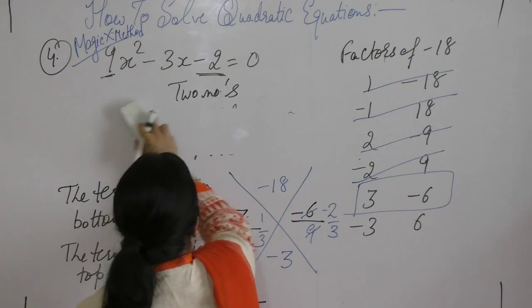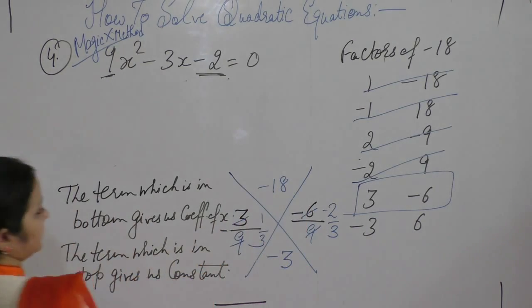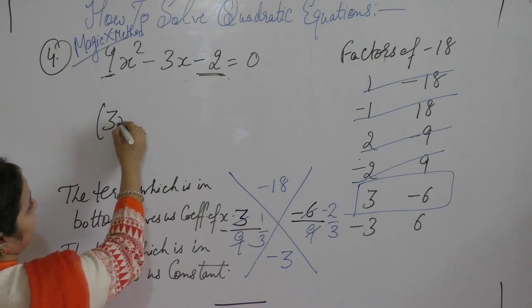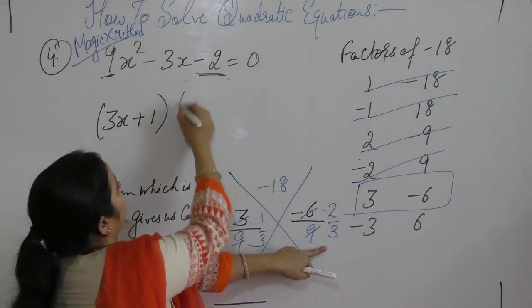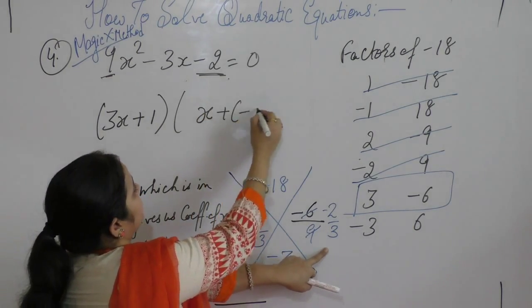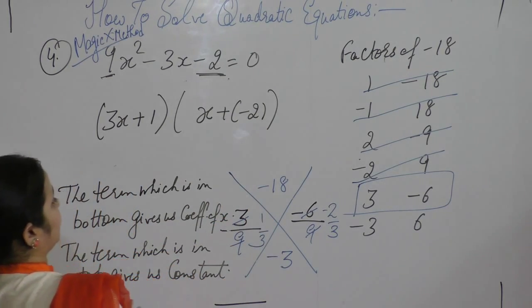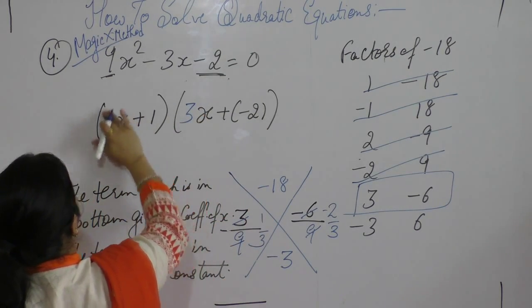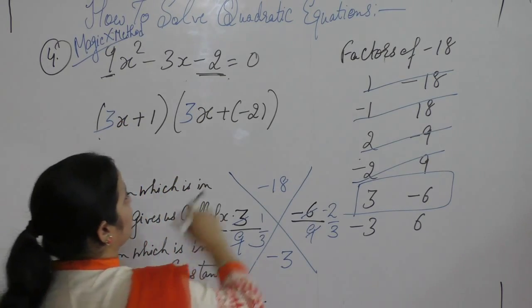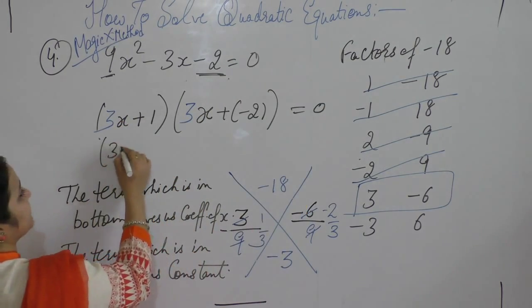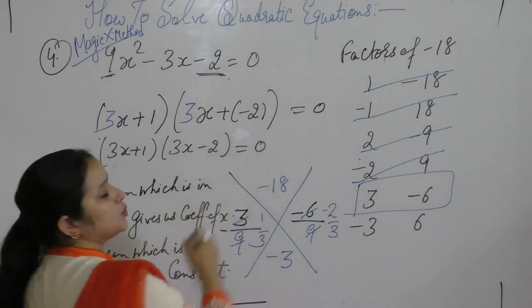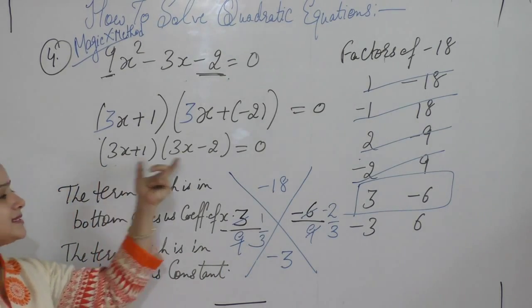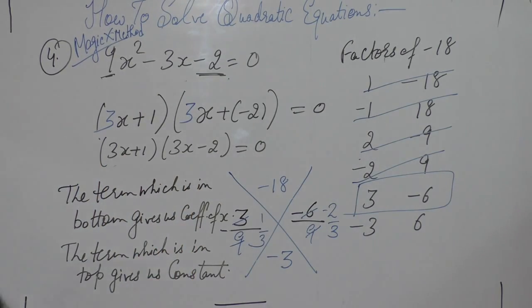Now what we have to do in the next step? The coefficient of x is 3, so 3x plus the constant term, the top number, 1 here, and 3x plus -2. So 3x + 1 and 3x - 2 is equal to 0. Now put these terms separately equal to 0.